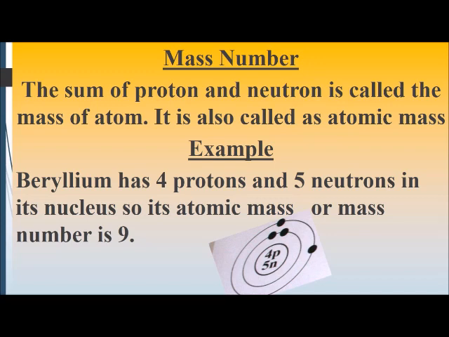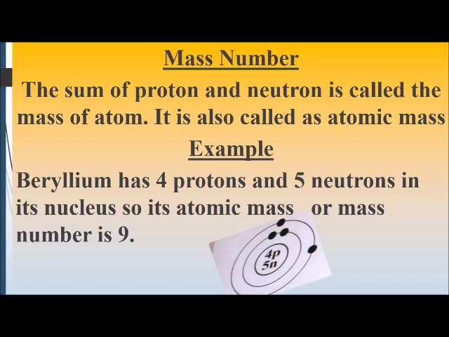You can see in this diagram, protons and neutrons are inside the nucleus. So, the sum of protons and neutrons is called the mass of an atom. It is also called atomic mass.